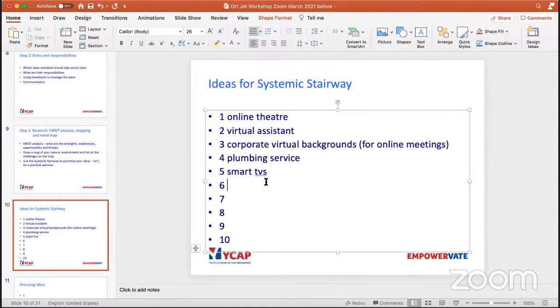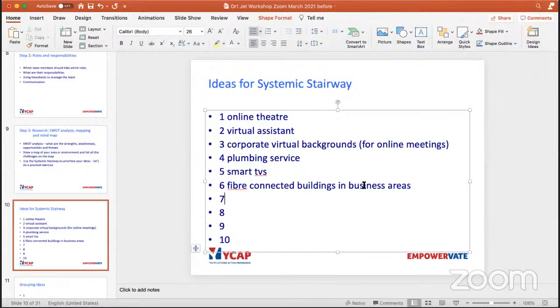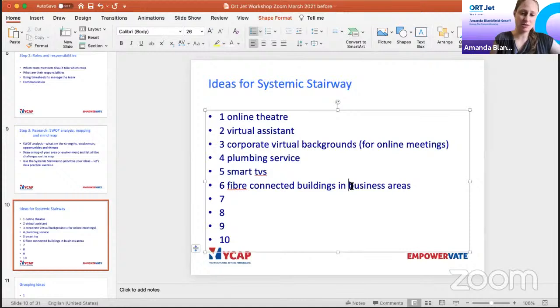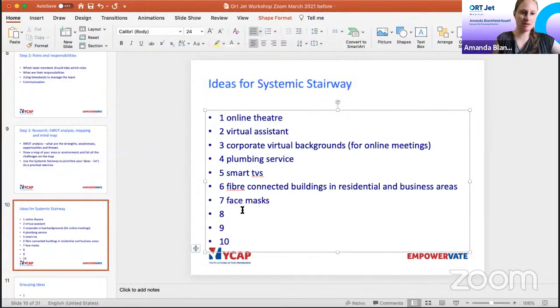Fiber connected buildings, more fiber connected buildings. So more easy internet connections where there's a lot of overload in a condensed urban area. Okay. So fiber connected buildings in business areas. Or home areas where there are businesses being run. Residential and business, or just residential? Okay. Thanks. Now we've got one for face masks.